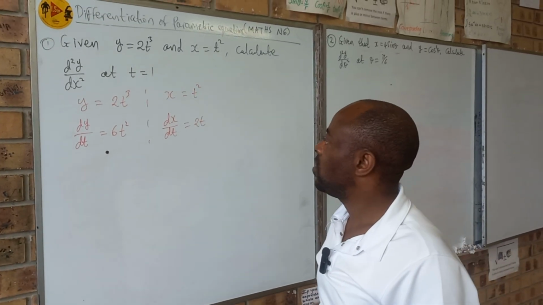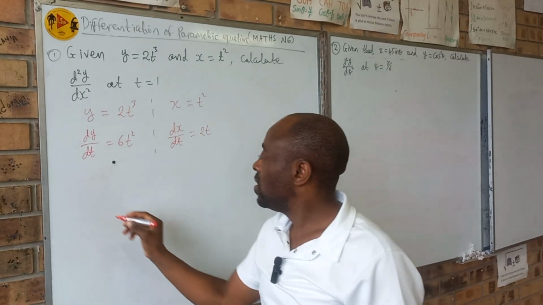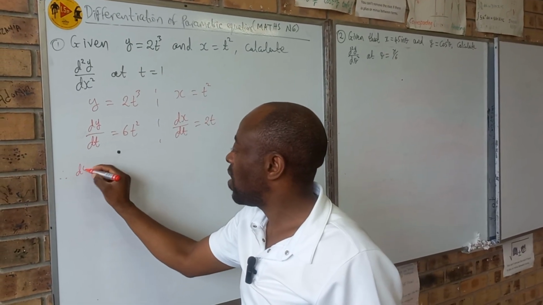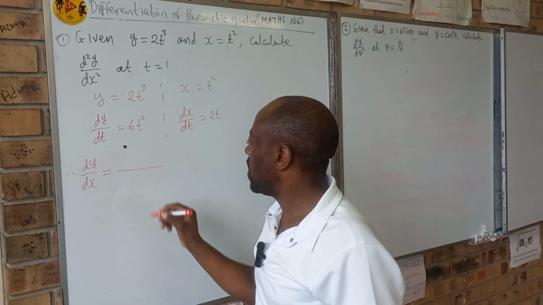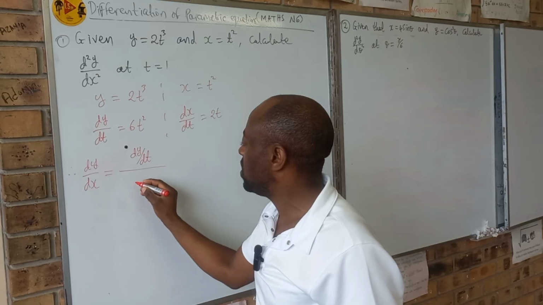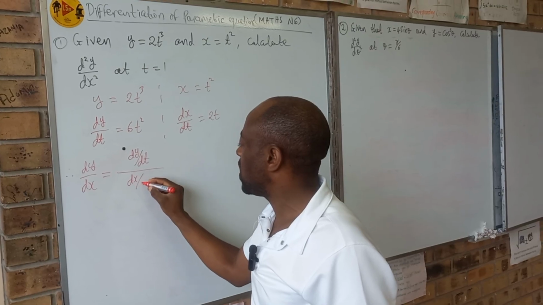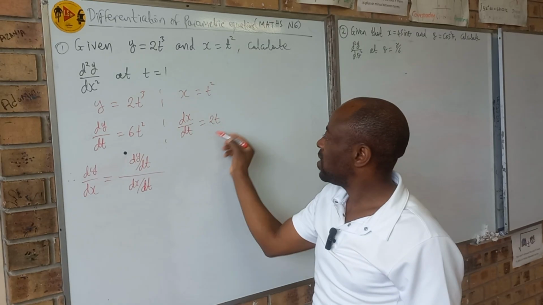So from here, we can't get the second derivative without first of all getting the first. So therefore, I'll go to dy over dx. For parametric equations, this is how you get it. You take your derivative of y with respect to t, you divide by your derivative of x with respect to t. So I'm taking this answer to divide by this answer.